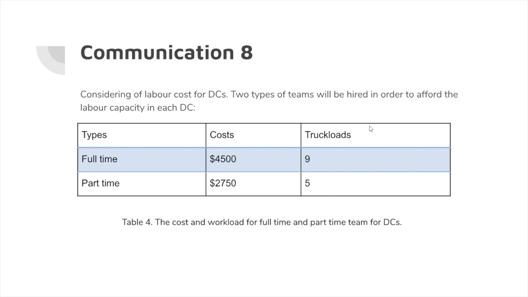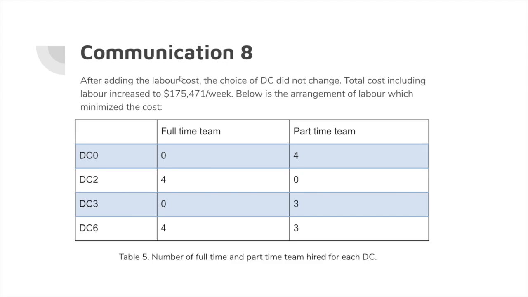2 types of teams will be hired at each distribution center. A full-time team costs $4,500 per week and can transfer 9 trunkloads of goods each week. A part-time team costs $2,750 per week and can transfer 5 trunkloads per week. The detailed information is listed here in Table 4. After adding the labor cost, the choice of distribution center did not change. It's still the same as we proposed after Communication 7.